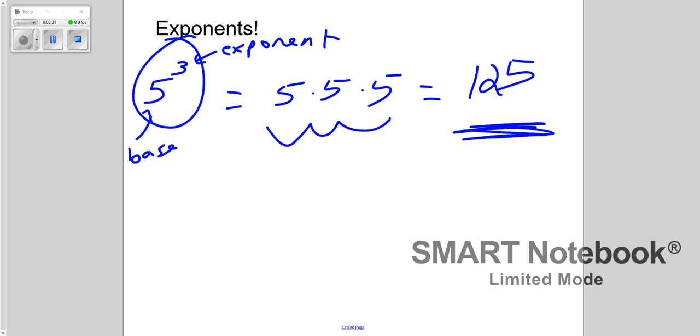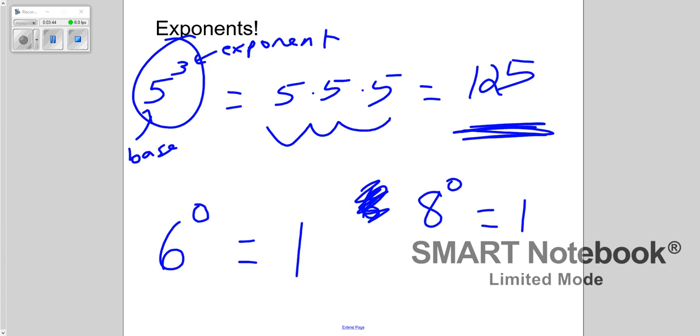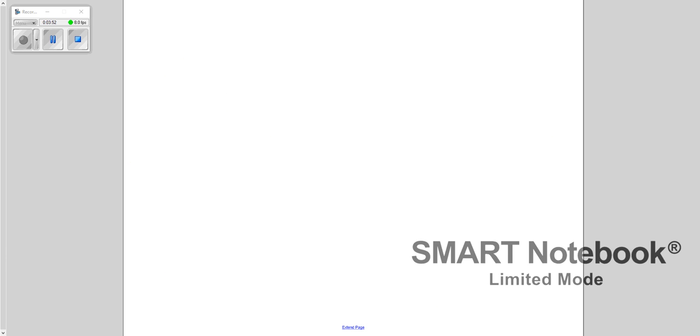Something that came up, anything to the 0 power is 1, not 0. Anything to the 0 power, I was just going to do the same exact example. A to the 0 is 1. X to the 0 power, even though we don't know what x is, it's still 1. So that was that.